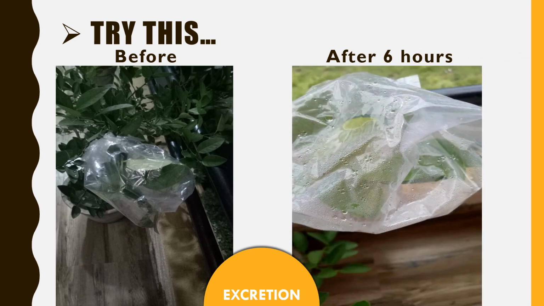Try this. Take a transparent bag and tie it over a leaf of a plant as shown in the picture. Observe it after 6 to 7 hours. What do you see? Droplets of water collect on the inside of the bag. It means that plants excrete water in the form of vapor.